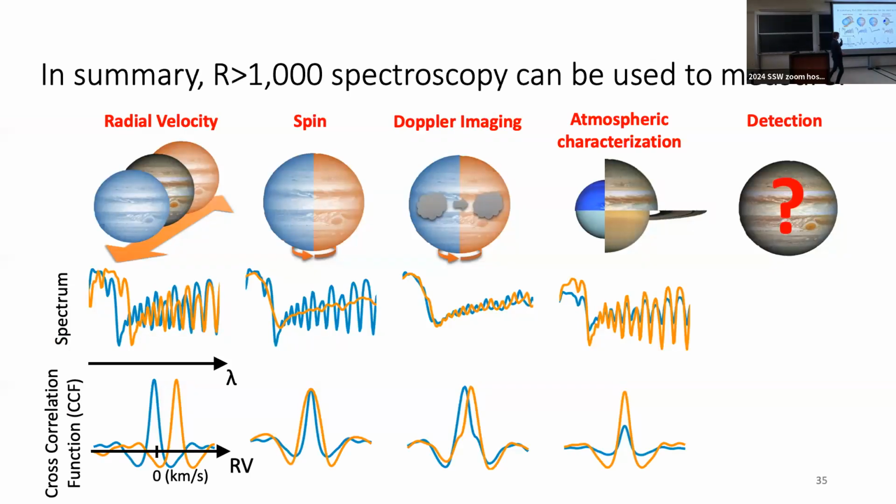And I'm going to leave my conclusion slide in there, summarizing all the things we've talked about: radial velocity, spin, Doppler imaging, atmospheric characterization, abundances, and detection.